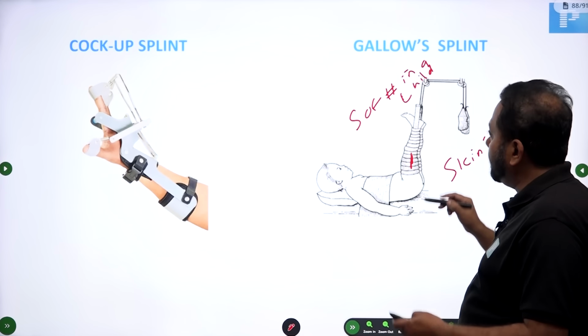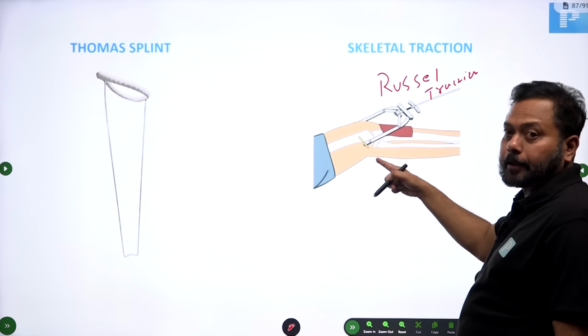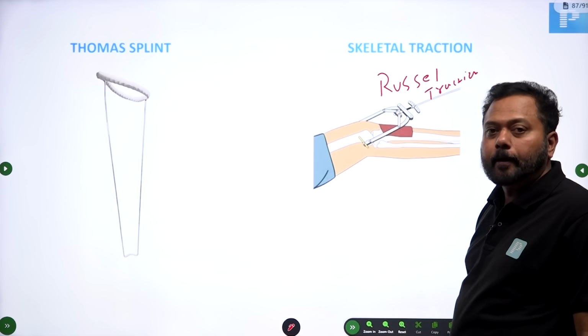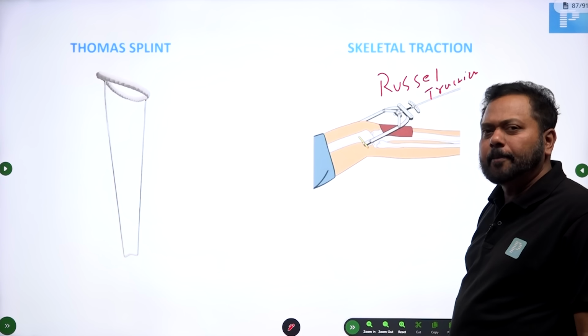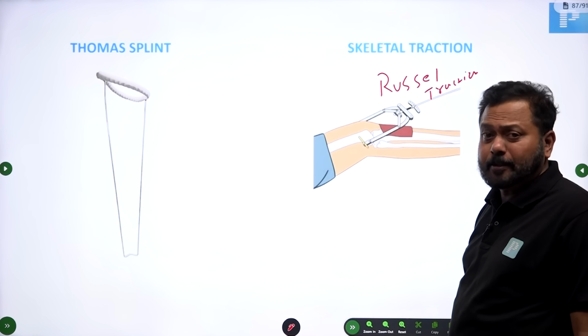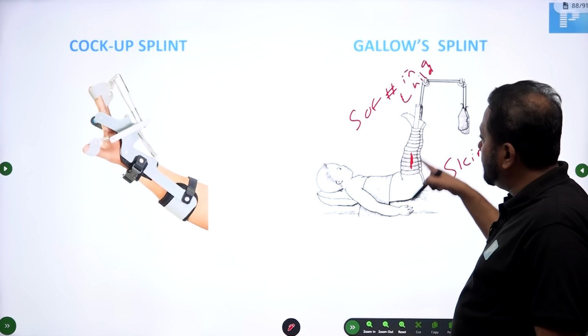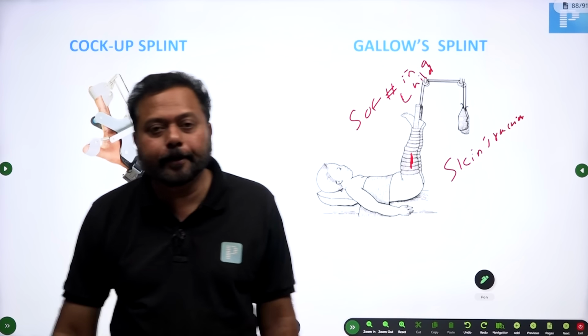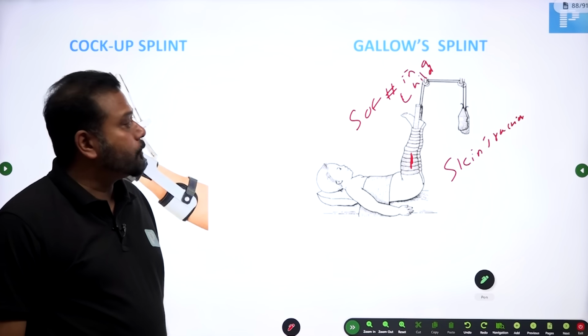What you have seen in the previous slide is a skeletal traction, because you are introducing a pin inside the lower end of the femur. That is not allowed in a child because it's a growing bone. The epiphysis may get damaged. So I am immobilizing with skin traction. This is called gallows splint.